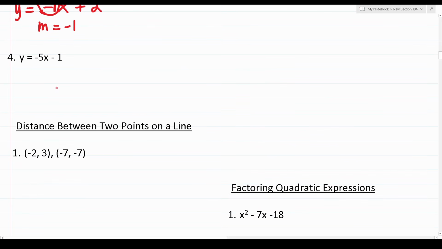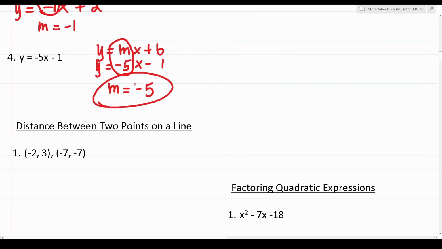And let's go ahead and do the same thing for number 4 here. Again, as we can see, the equation of this line is written in slope-intercept form. That is, it's written as y equals mx plus b, where m is our slope and b is our y-intercept. Again, here's our line, y equals negative 5x minus 1. And as we can see, this negative 5 is our slope. So we would say the slope, our m, is negative 5.